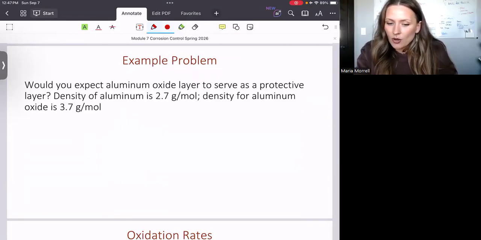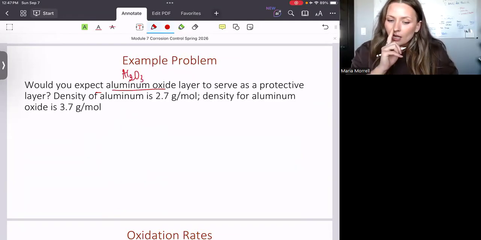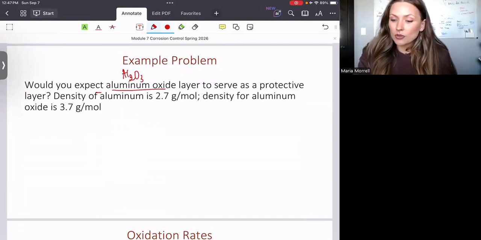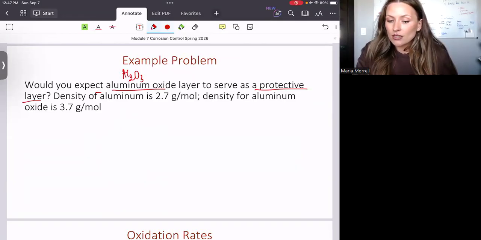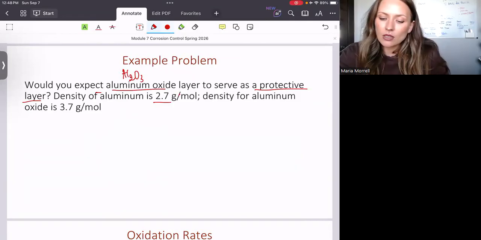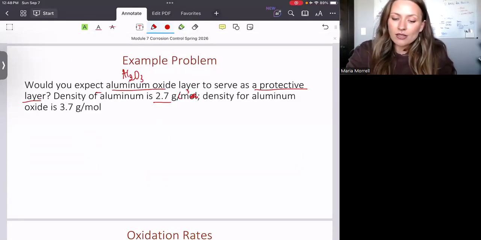So in this example problem, I would like you to consider aluminum oxide, right? Which is going to be aluminum 2O3. And then the question is, would you expect that layer to serve as a protective layer, right? It's basically a yes or no question. The density of aluminum is given as 2.7 gram per centimeter cube, right? And then the density for aluminum oxide is given in gram per centimeter cube.